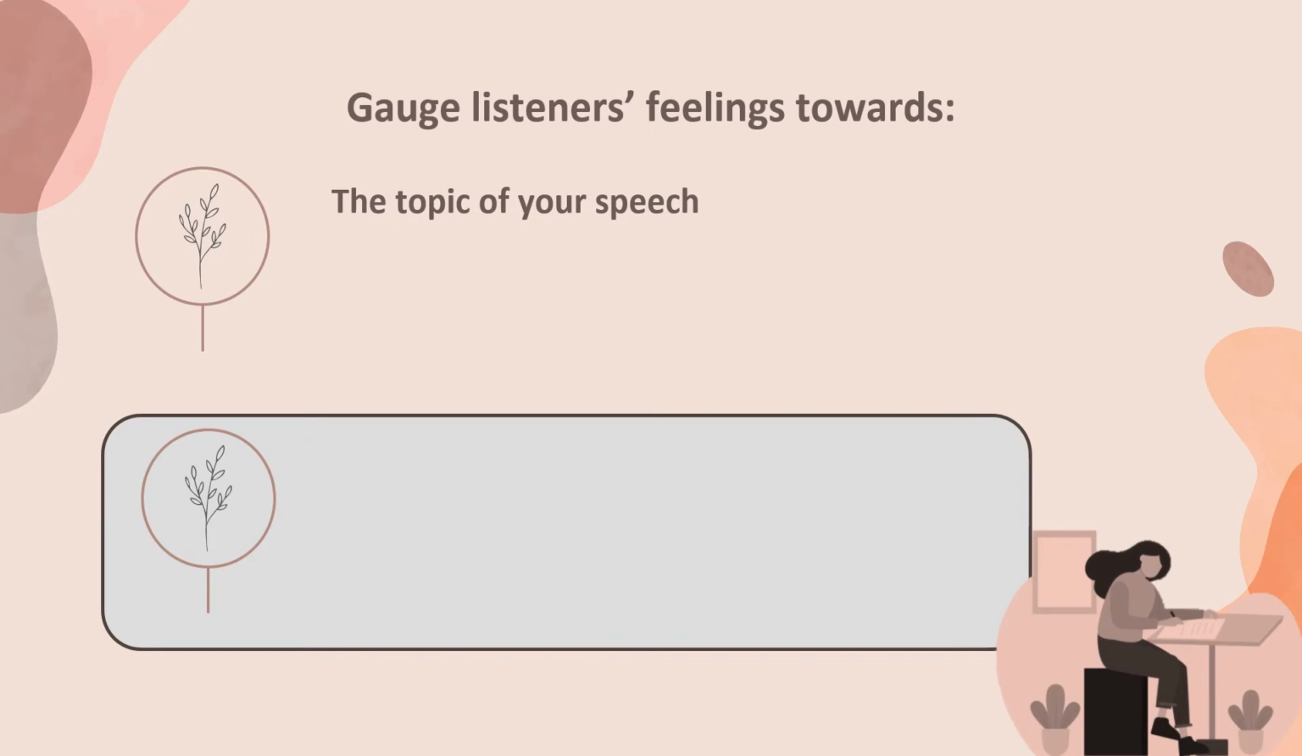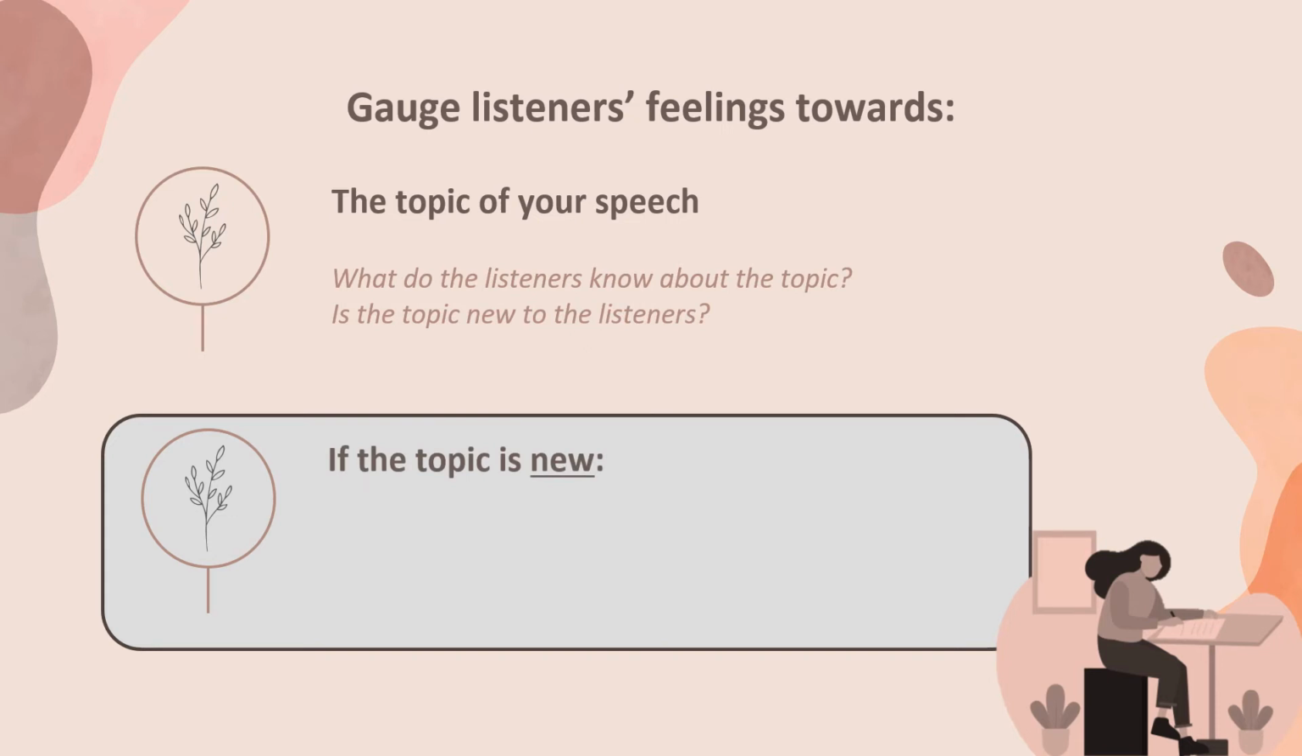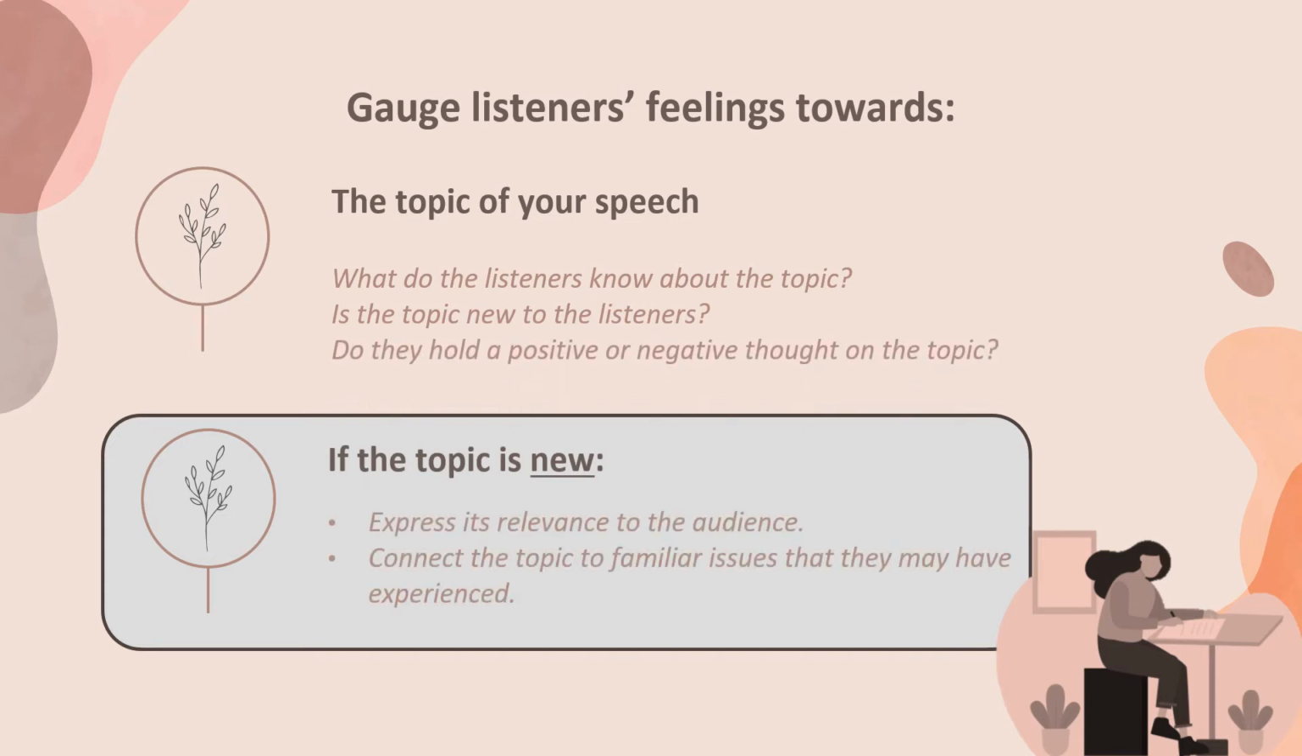Let's start with the first one. Gauge the listener's feelings towards the topic of your speech. So here are some guide questions. What do the listeners know about the topic? Is the topic new to the listeners? If the topic is new, you need to be able to express its relevance to the audience or connect the topic to familiar issues that they may have experienced. And the last question, do they hold a positive or negative thought on the topic? So these are the first guide questions that you need to take note of.